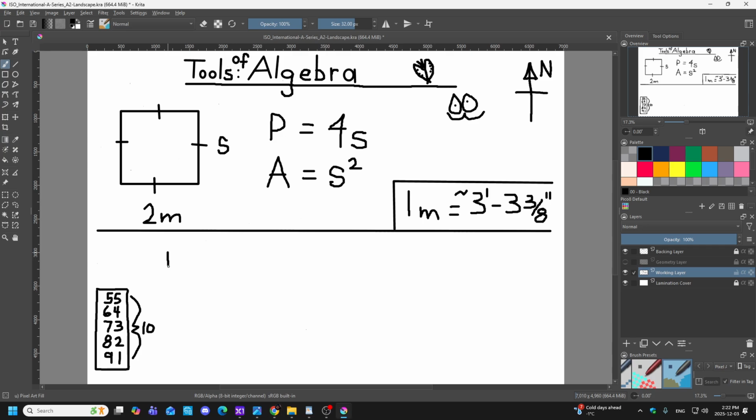Let's solve for the perimeter. That's going to equal, again, use the perimeter formula, 4 times 2. 4 times 2 is 8. Or 2 plus 2 plus 2 plus 2. 2 plus 2 is 4. 4 plus 2 is 6. 6 plus 2 is 8. Our units are meters. Again, this is perimeter.